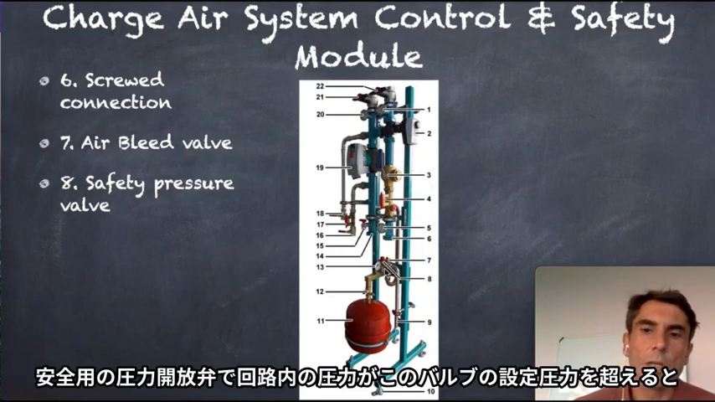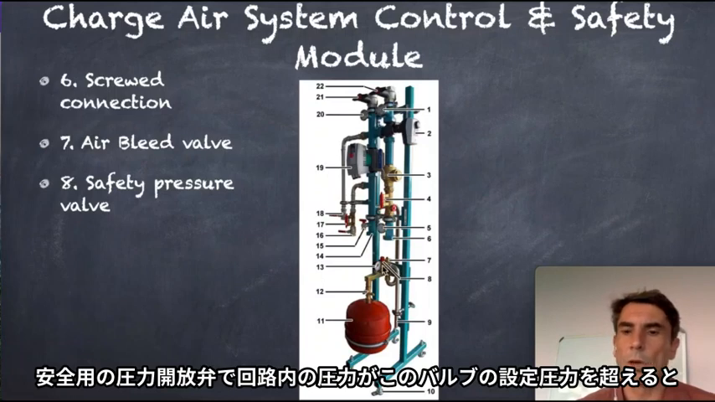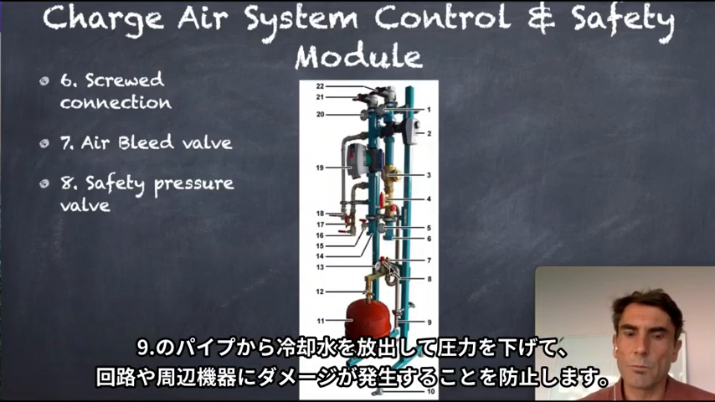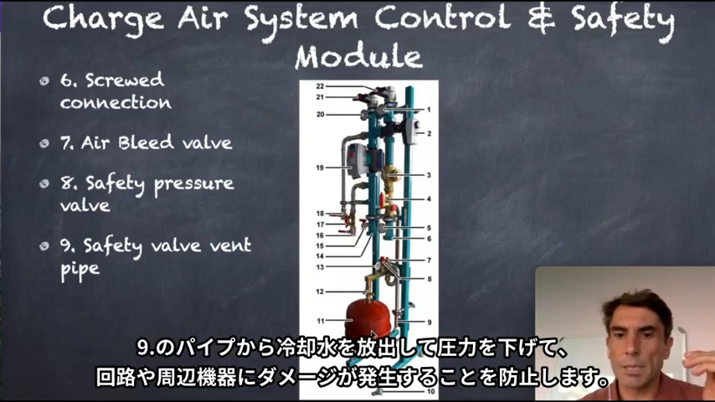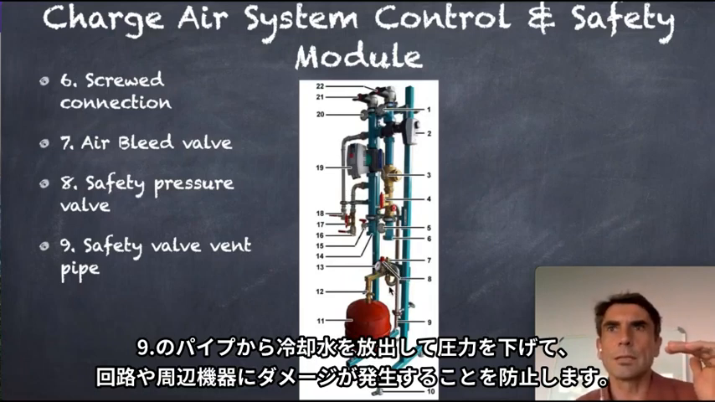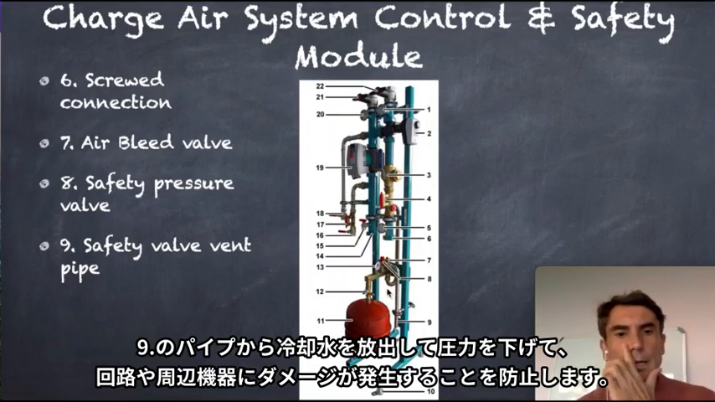This is the safety overpressure valve. In case the pressure in the system exceeds the limit of this overpressure valve, the overpressure valve will release water through that pipe, that's number 9, so that the pressure will drop. So in case we have a problem with the expansion tank, so that the pressure cannot be compensated, before we get too high an overpressure in the system, this pressure valve will release water and pressure to operate at a safe pressure value.